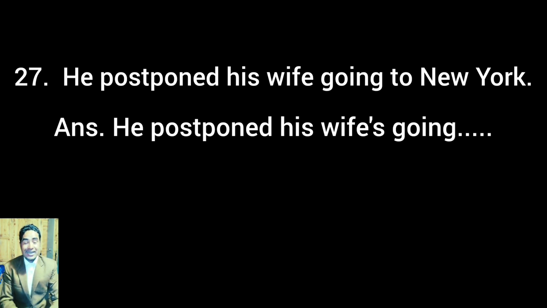So here his, her, my, your, our, these are possessive adjectives. Going is a noun, doing is a noun. So here, same, wife is used as an adjective over here. My wife's going. I don't like my brother's doing that work. I don't like my sister's doing that work. Okay, apostrophe S. After a possessive adjective, we use a gerund. That's why the correct answer is: he postpones his wife's going to New York. Let's move on to the next question.